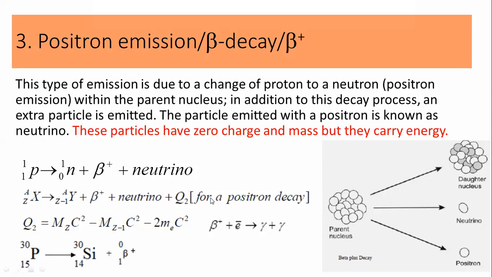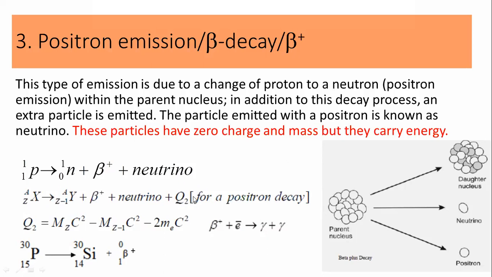The second one is how you can calculate by using a simple equation, and this equation is written over here. Again, you can represent any parent as X having mass number A and atomic number Z converted into a daughter, here Y, with mass number A and atomic number one less than the parent, so it should be Z minus 1. Again, positron emission plus neutrino. And this is the energy associated with the positron emission.